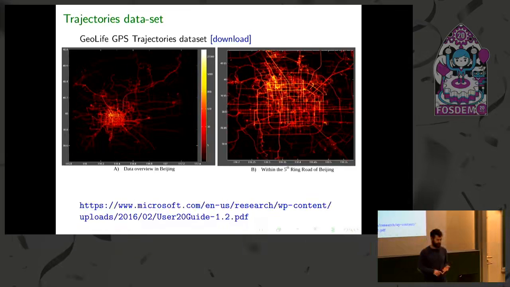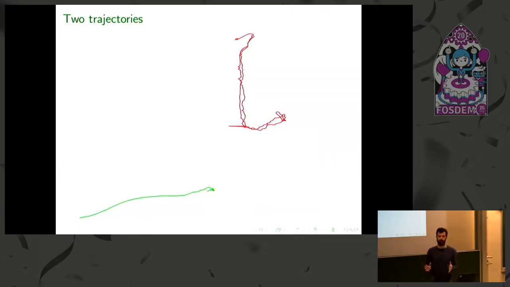Yes, this is more or less okay. You can see the details in the user guide, and most of them are in Beijing. So this is the heat map of the dataset in Beijing, zoomed. To start, I'm just selecting two trajectories from the whole dataset to do some simple computations.